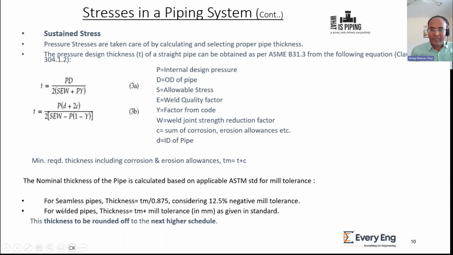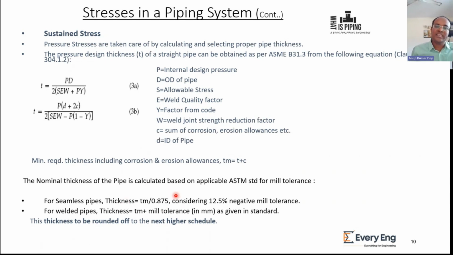For seamless pipes, the mill tolerance is usually 12.5% negative, and for welded pipes it will be in millimeter. Whatever design code for that material will be there, ASTM standard, it will be mentioned whether it is 12.5% or what is the value in mm. So then we have to add that value also with this tm. So the final thickness calculated we will be getting from this.